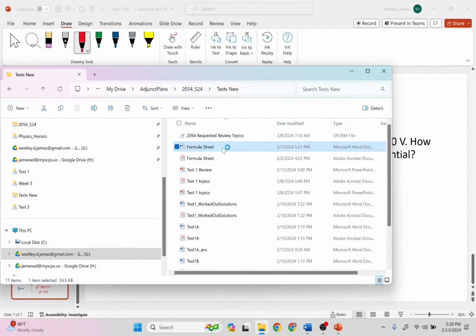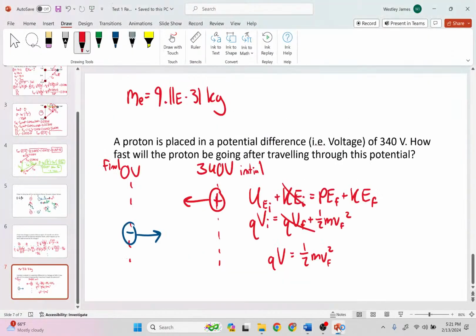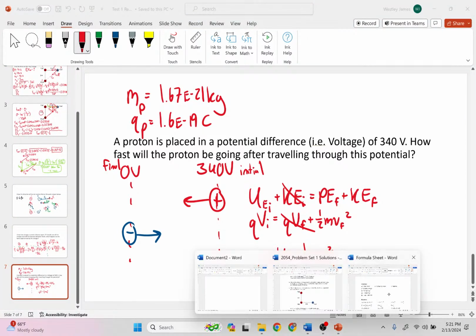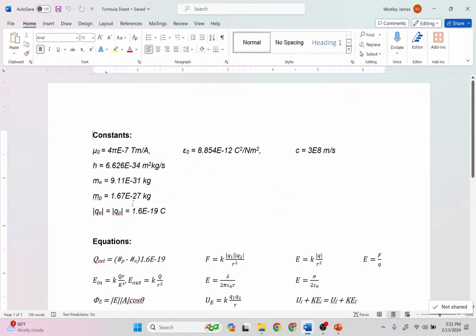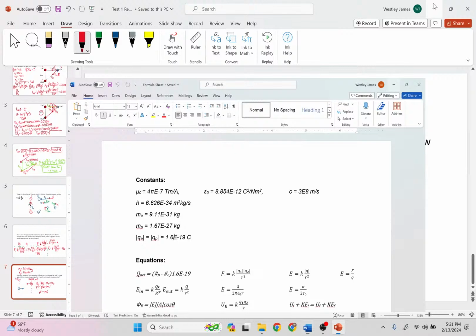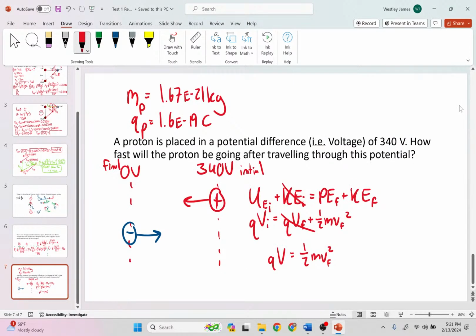So let me get my formula sheet out. We actually need the mass of a proton, I'm so used to doing electron. Proton is 1.67 times 10 to the minus 27. The charge of a proton is 1.6 e to the minus 19 coulombs. And just a reminder to y'all, these are given in your formula sheet. There it is, 1.67 times 10 to the minus 27. There's that one.